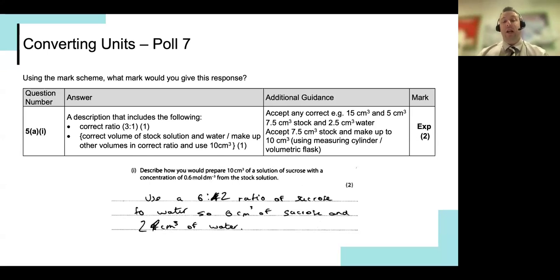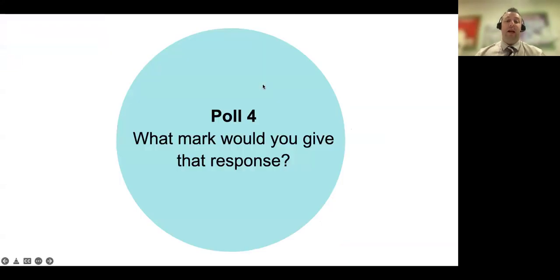So they haven't actually got the correct volume. So that's where they lost the mark. They got it for the 6 to 2 ratio, obviously, which simplifies to 3 and 1. So 1 mark applied, and you can see if I just show you in the next slide.